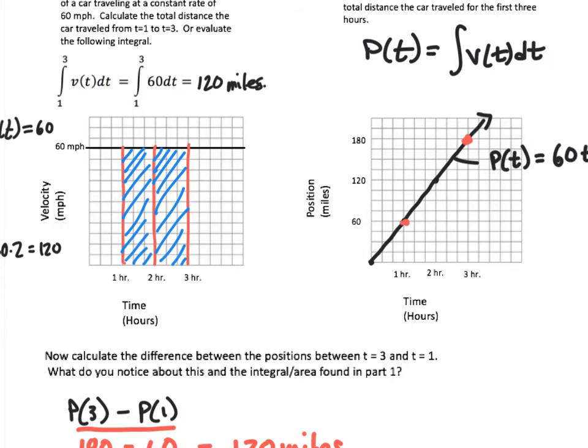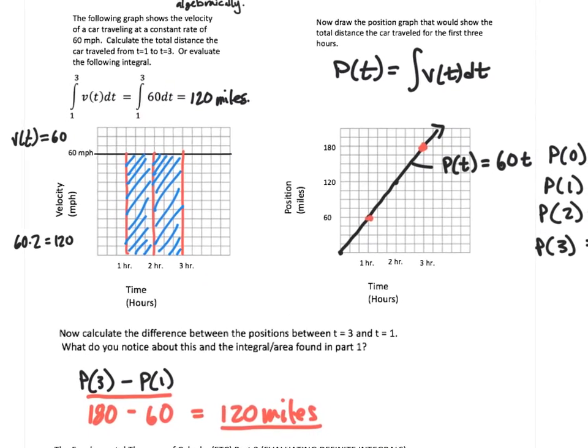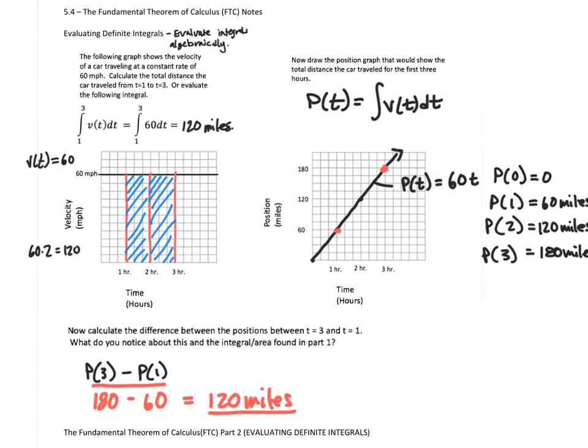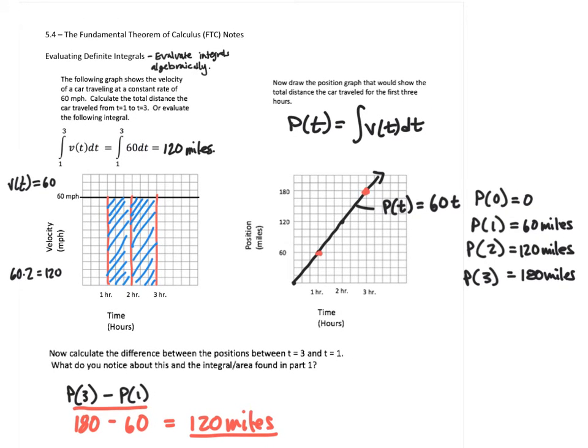We're getting the same value by looking at it two different ways. One way is graphically, by doing geometry and finding the area under the curve. Another way is doing it by hand, numerically, and we get the same thing. But here's the kick. We have to remember, how do we get P? P is the antiderivative of our velocity.